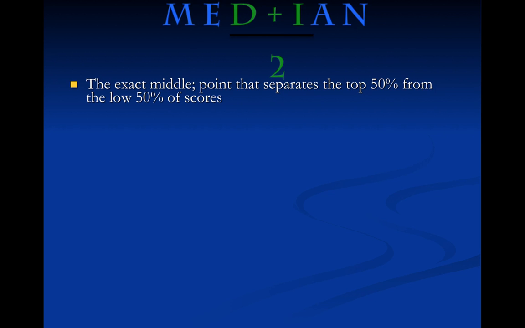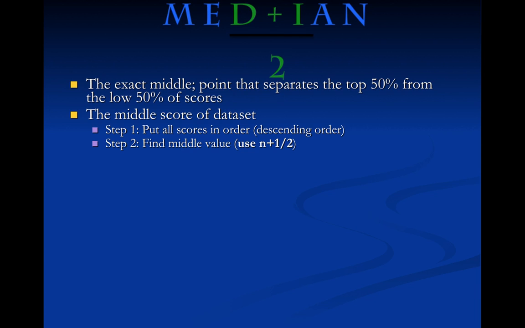So in other words, whenever you find the median, 50% of your scores are above that point, 50% of your scores are below that point. So how do I find the middle point in my data set? How do I find the median?